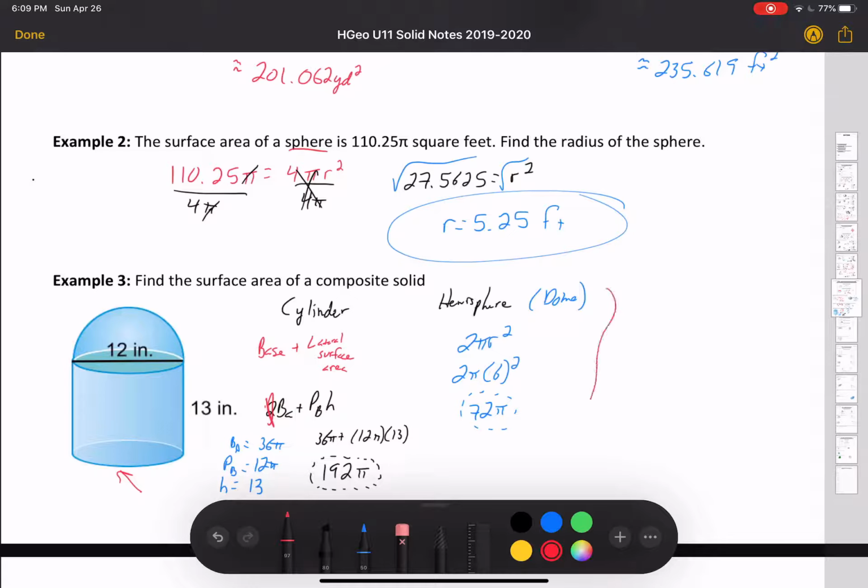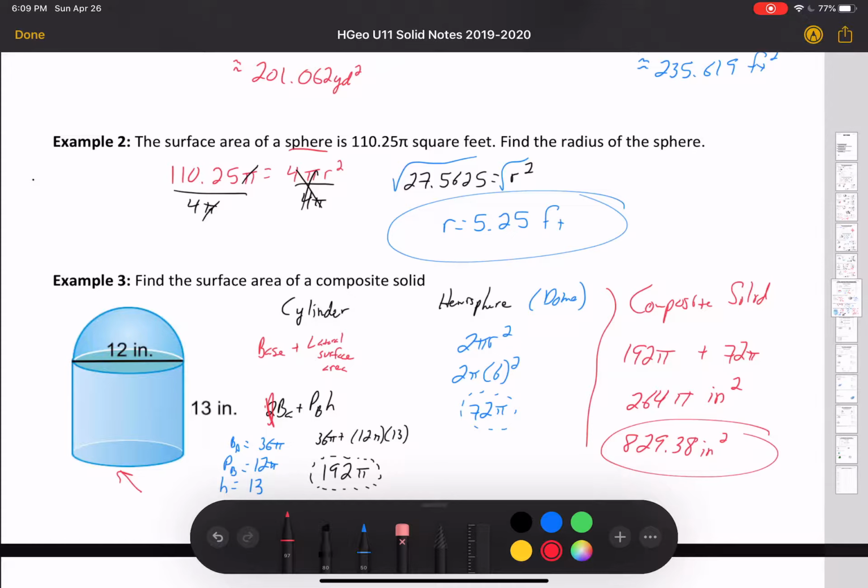So to find the composite solid, we are going to take the part of the cylinder that we want, which is 192 pi, and then add the part of the hemisphere that we want, which is the dome, 72 pi. That is going to give us an exact answer of 264 pi inches squared, which is approximately 829.38 inches squared. That is how we deal with a composite solid.